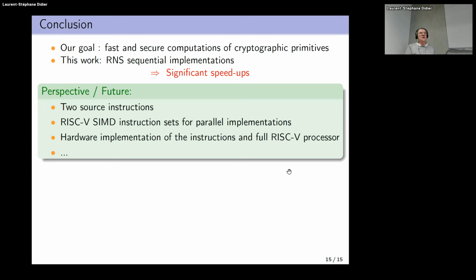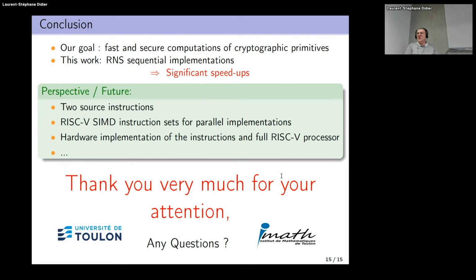In this case, our hope is that RNS computation will show good performance in comparison with classical multi-precision libraries, perhaps also giving an advantage in terms of security. So faster and more secure. And the last step, obviously, is to make a hardware implementation of the instruction set and test a full RISC-V processor if possible. That's all for me. Thank you very much for your attention.